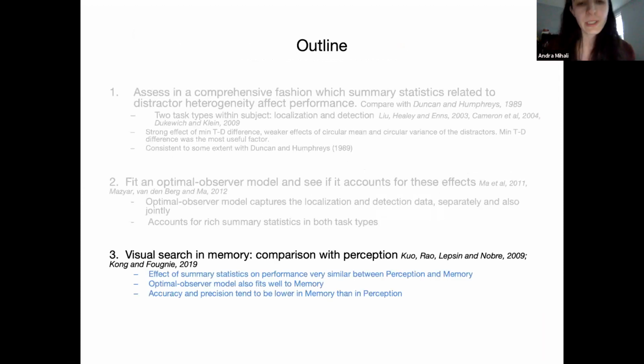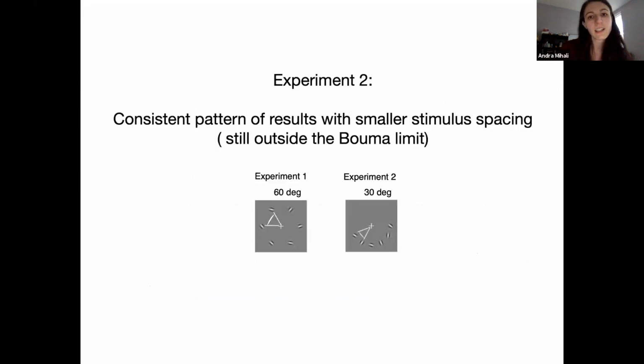So what did we learn from this study of visual search in memory, and how does it compare with perception? We saw the effects of summary statistics on performance is very similar between perception and memory. So this links to theories that searching for something in the outside world and searching for something in your memory tend to share large similarities. The optimal observer model also fits well to memory, and accuracy and precision tend to be lower in memory than in perception, which makes intuitive sense.